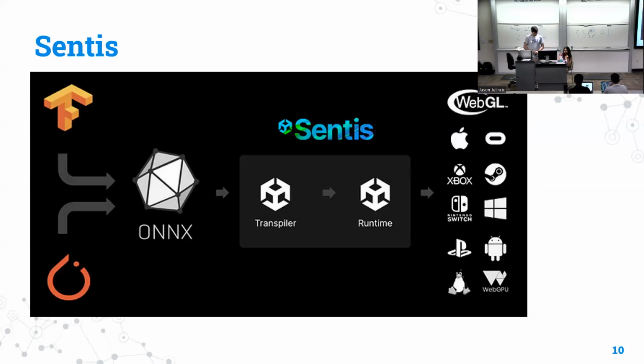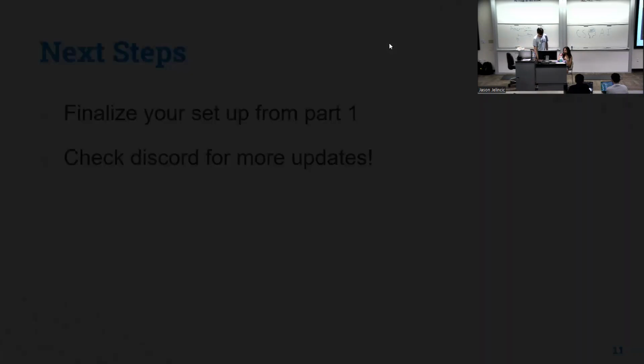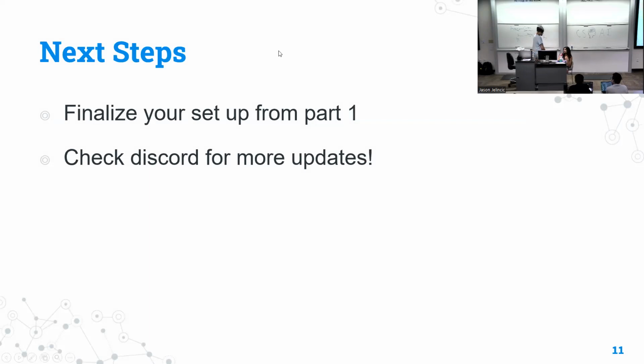Going to export it. Not this one specifically, but the process going forward will be, you take that model that now you have in Python, and export it as an .onnx file. There's a function for that, and then you put it through Sentis, and there you go. Now, that's next steps for part two.